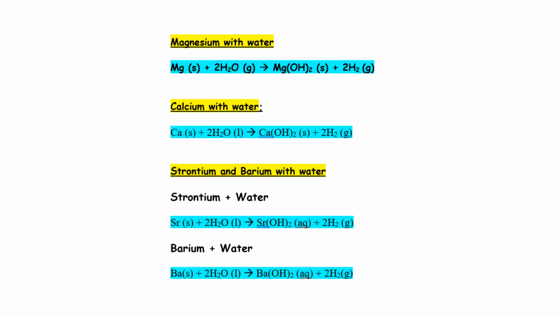And on this page here, you can see the equations. I'm not going to go through them in any great detail. You can pause and have a look at them if you want to. But just notice magnesium hydroxide, calcium hydroxide are both solids, whereas as you go down the group to strontium hydroxide and barium hydroxide, they are aqueous. And just like with the group 1 metals, you form hydrogen gas as well.